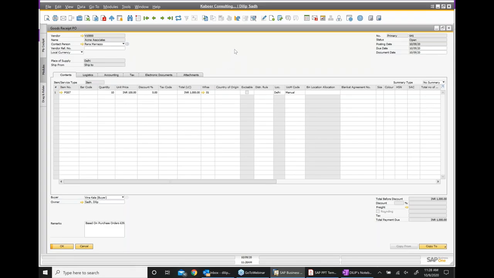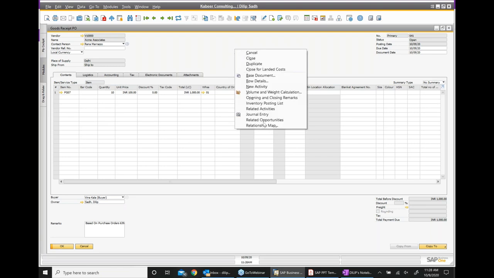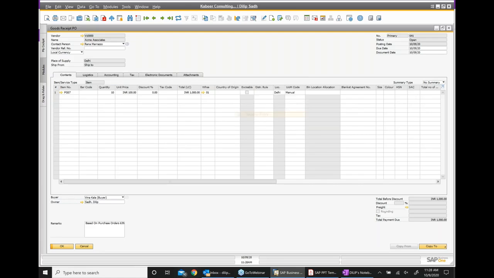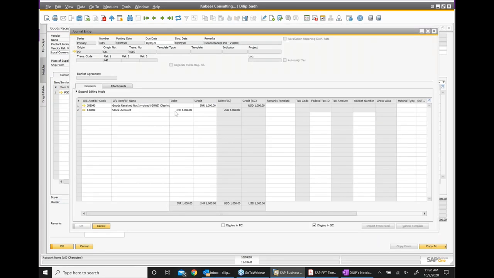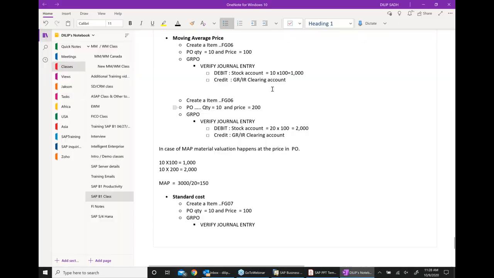And now we go to general entry. So there is a general entry here, and its stock account is updated by $1,000. Why $1,000? Because the same setting, same thing.